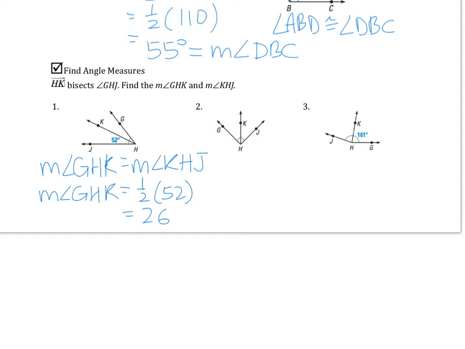In the first one, you're given the large angle, again indicated by the arch going the whole way through. So I'm trying to find the two smaller ones. The two smaller ones are each 1/2 the large angle. So 1/2 of 52 is 26.